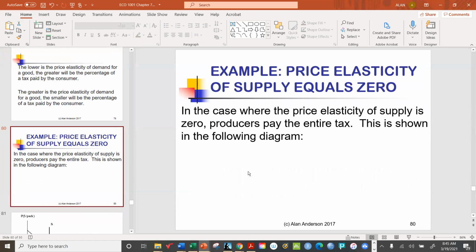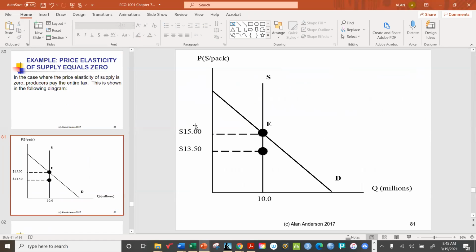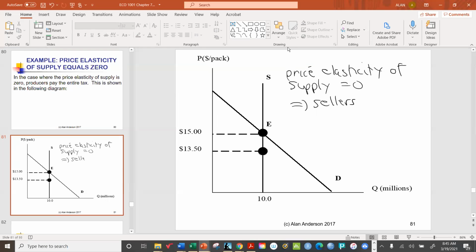So now, if the price elasticity of supply is 0, like it is here, that means the sellers pay the entire tax. And why is that? Because the supply curve can't shift, it's just stuck there at 10 million units. So the government is basically just saying, listen, you've got to give us $1.50 out of your revenues.